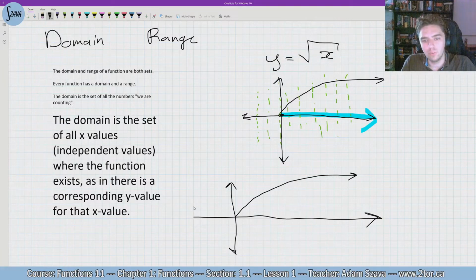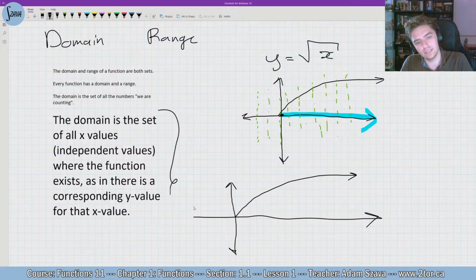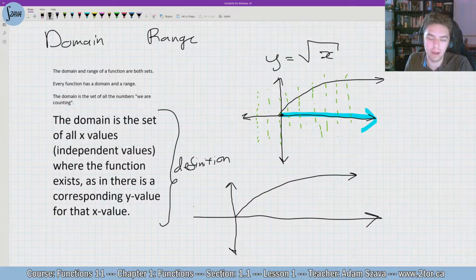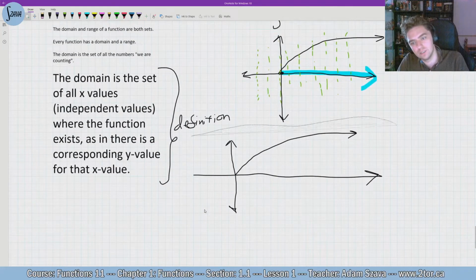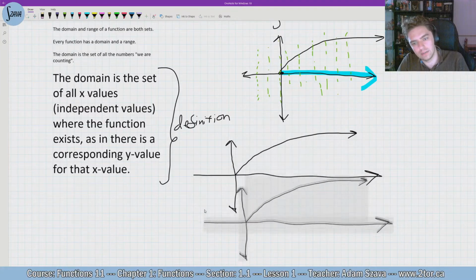And so the domain, this is how you picture it. Now, this is the technical definition. This is the actual definition of the domain. But what I'm going to give you right now is a way to think about it, that might not seem so mathy, but it will work. It'll help you figure out what the domain is. So let me put this down here.